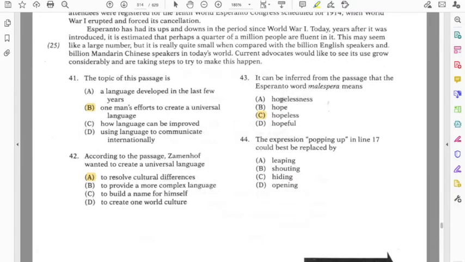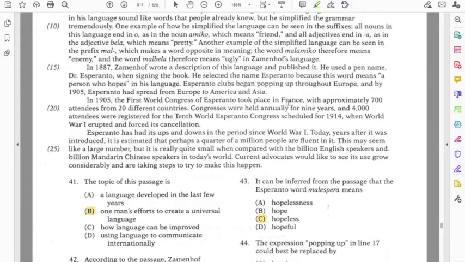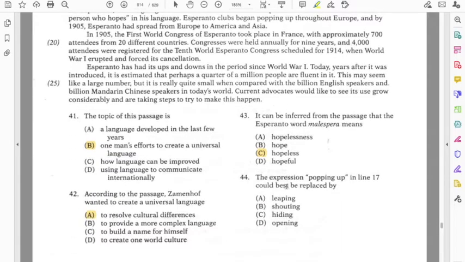The ending A means it's an adjective. Mal means not, so it's not hopeful. It's hopeless. Okay. 44, the expression popping up in line 17. He selected the name because it means one who hopes. Esperanto clubs began popping up. Yeah, that's not literal. They didn't literally pop up. They began opening, though. They began to be seen, to exist, to open.